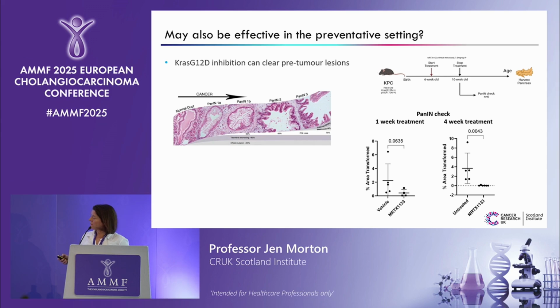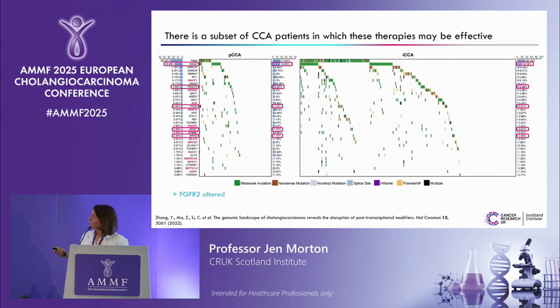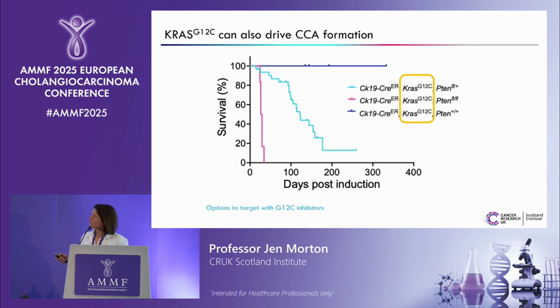We think this is quite encouraging because there is a subset of cholangiocarcinoma patients in which these therapies might be effective. And with regard to the KRAS inhibitors, KRAS G12C also is very effective at driving cholangiocarcinoma. So those inhibitors are further forward, so there may be a place for them.